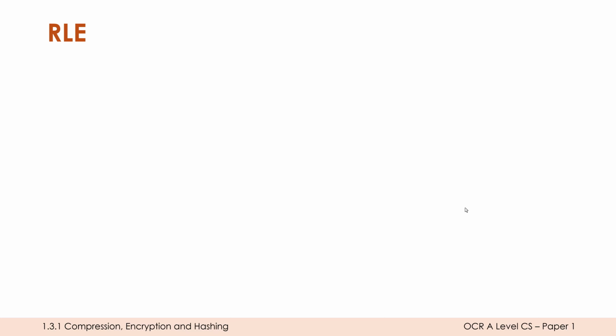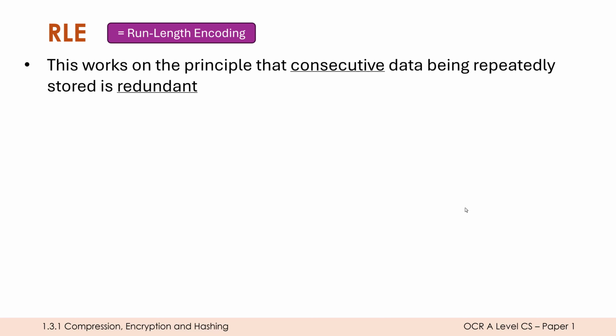RLE is the first of the two lossless algorithms we'll look at now. RLE stands for run length encoding. And this works on the principle that consecutive data being repeatedly stored is redundant. Redundant means I don't need to store it. And in this context, it means I'm wasting storage space by storing it.